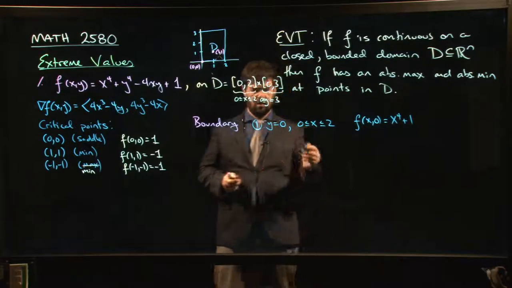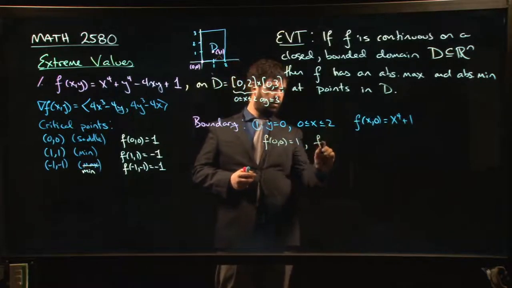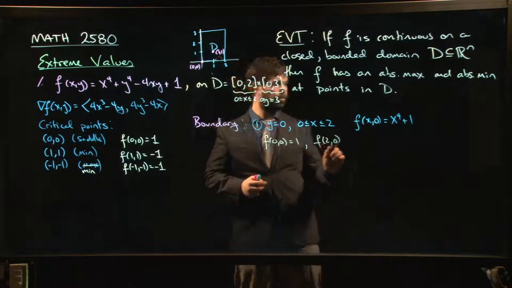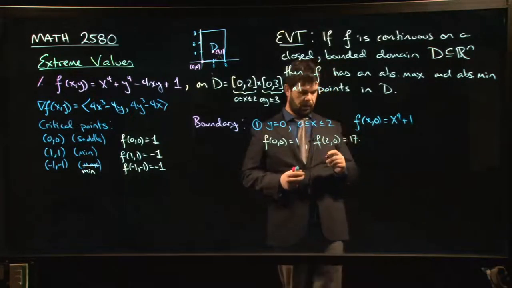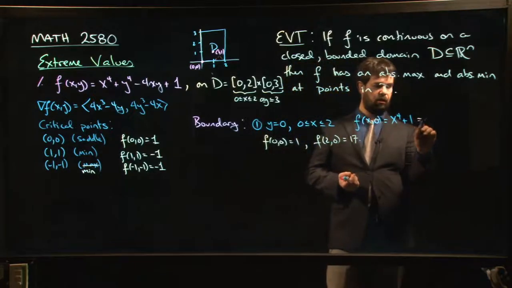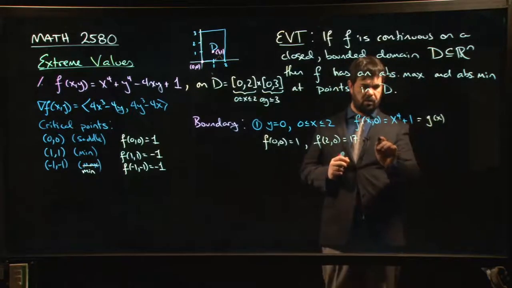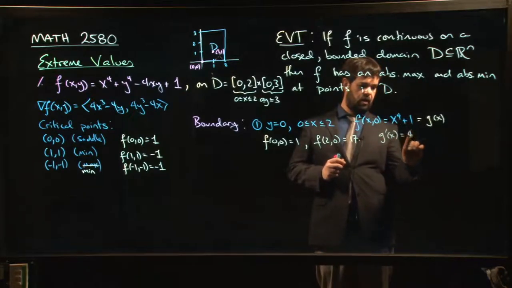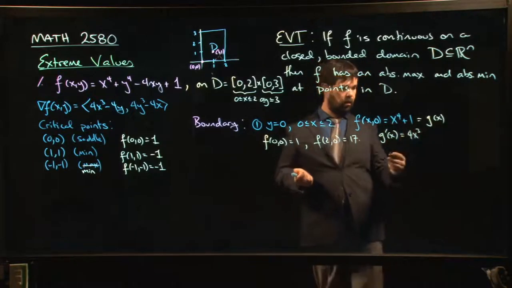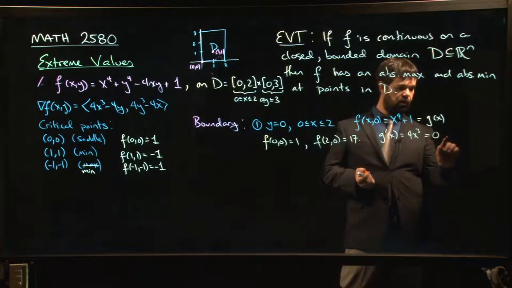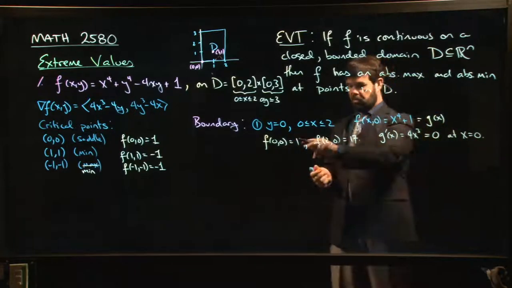We've got to check our endpoints. F of (0, 0) we've already checked. We know that f of (0, 0) is 1. We check also f of (2, 0). 2 to the 4 plus 1, we get 17. The other thing we might do is call this thing, let's say, g of x, just so we can use Calc 1 prime notation. g prime of x is 4x cubed. If we were looking for a critical point, the only place where it's equal to 0 is when x equals 0, and we've already dealt with that point, okay? So we've got some candidates.